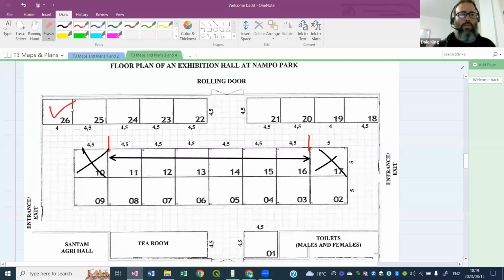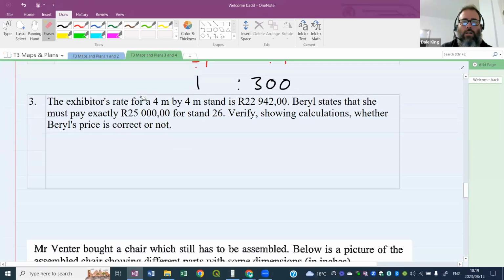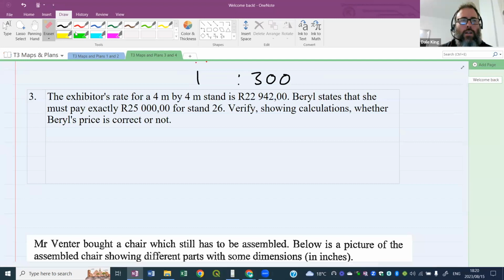Stand 26. So Beryl says for this stand, she has to pay 25,000 rand. But a 4 by 4 meter, where is the 4 by 4 meter? Oh, it's not even on here. It must be somewhere else. For a 4 by 4 meter stand, you have to pay 22,900 and something. But for this one, stand 26, you pay 25,000 rand. Is that 25,000 rand correct? If a 4 by 4 meter stand is 22,942, what on earth do I do here, ladies and gentlemen?